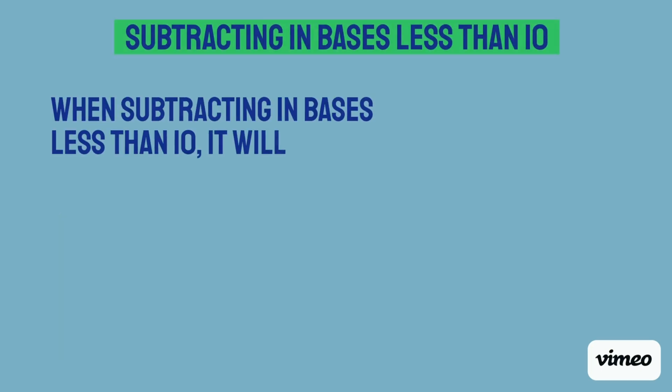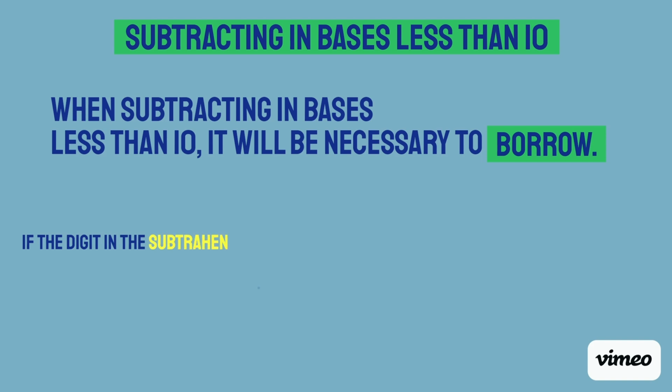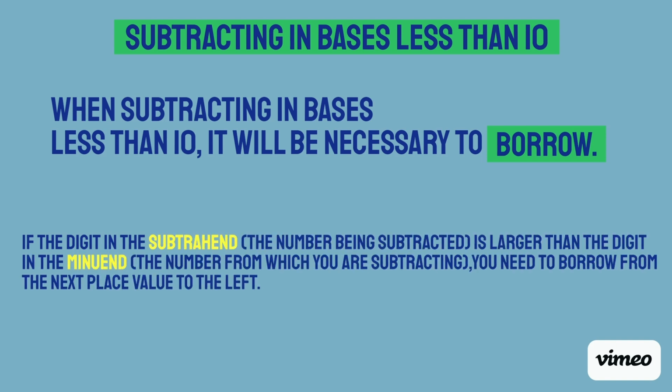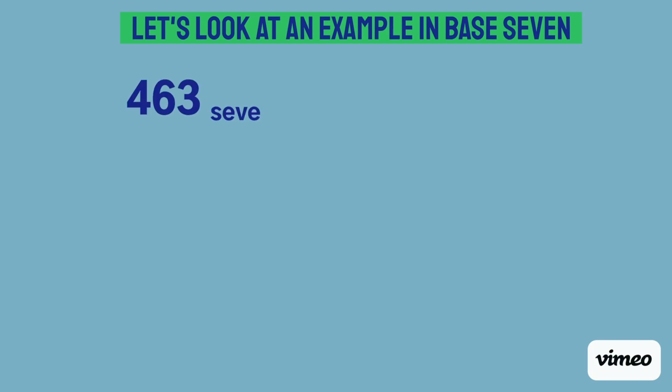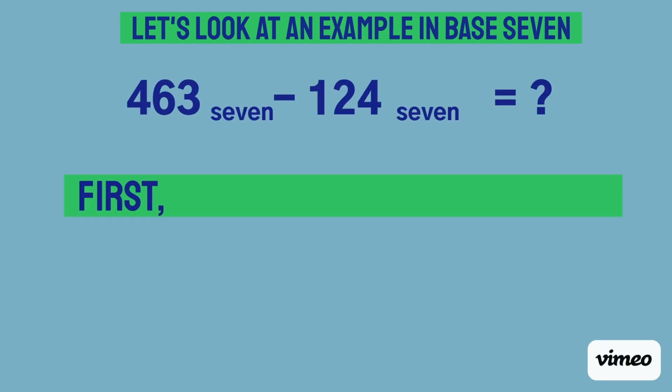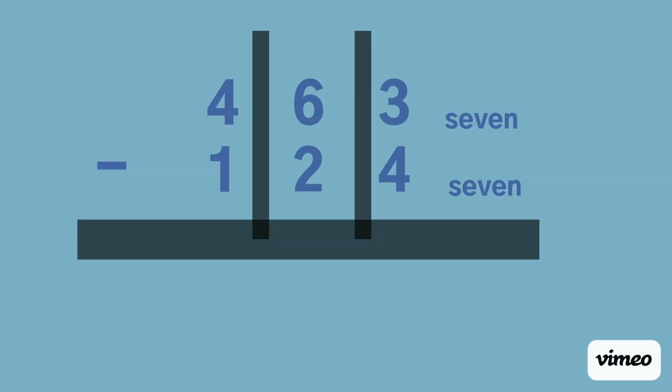Subtracting in bases less than 10. When we subtract in bases less than 10, it'll be necessary to borrow. Let's look at an example in base 7. First, arrange the numbers vertically.